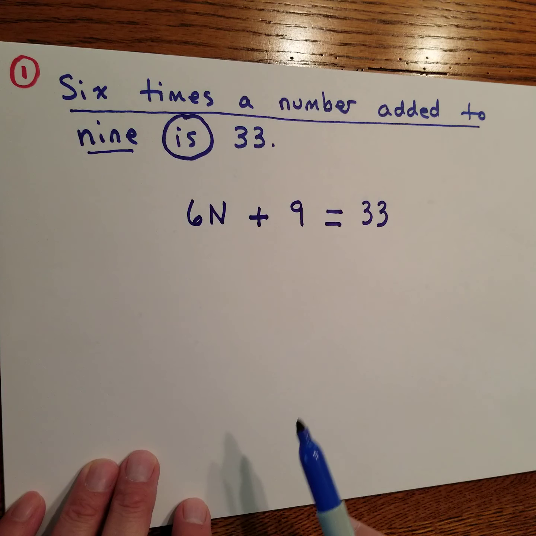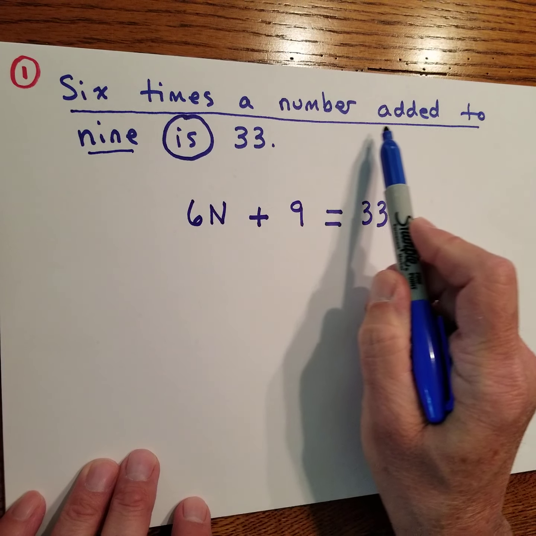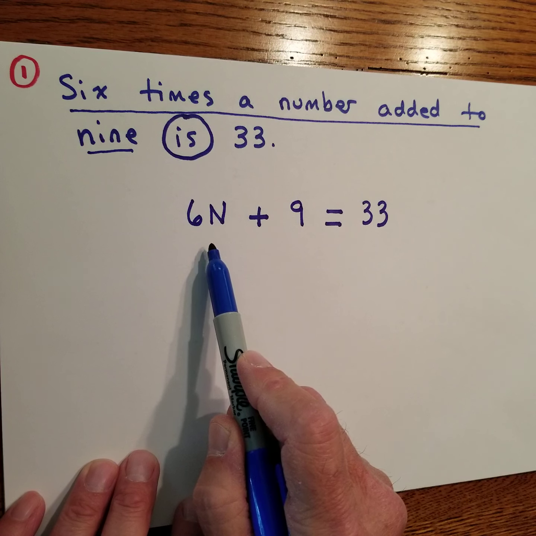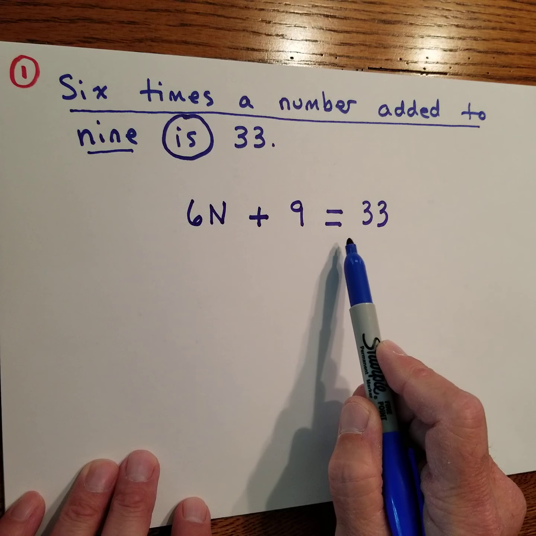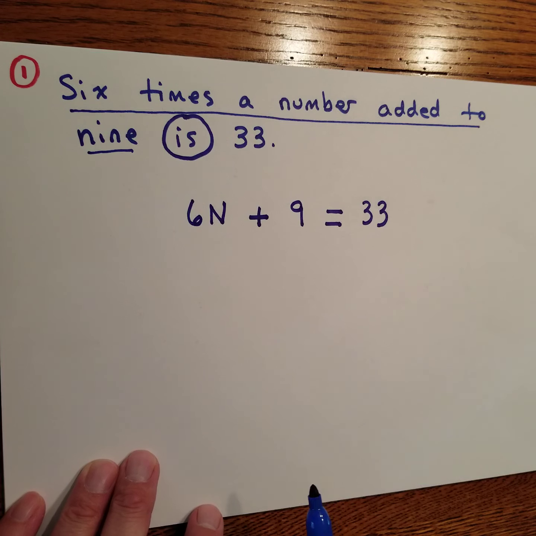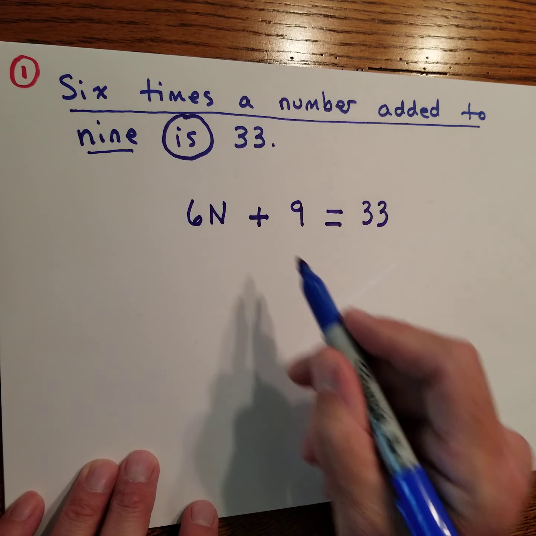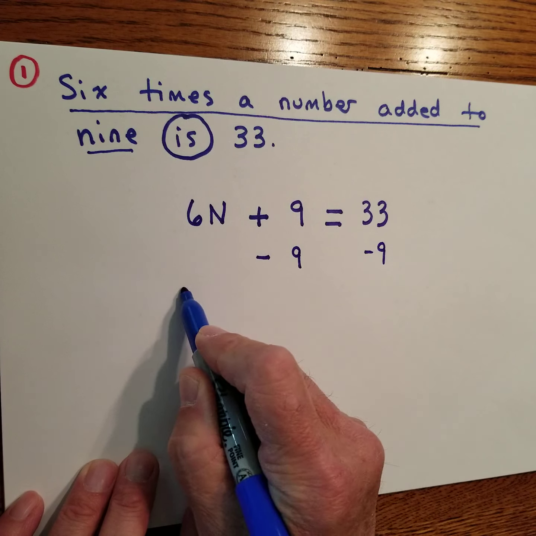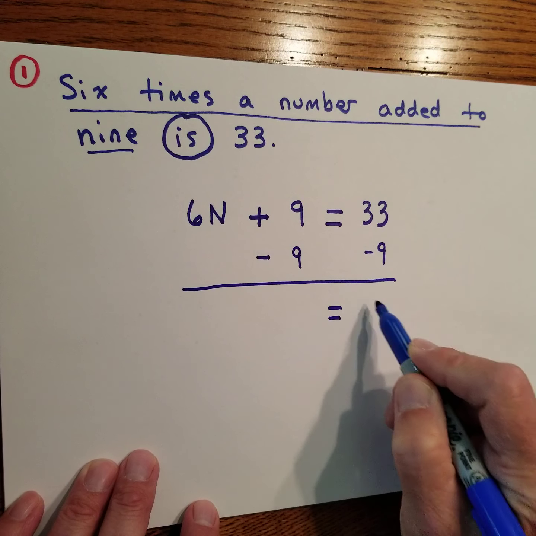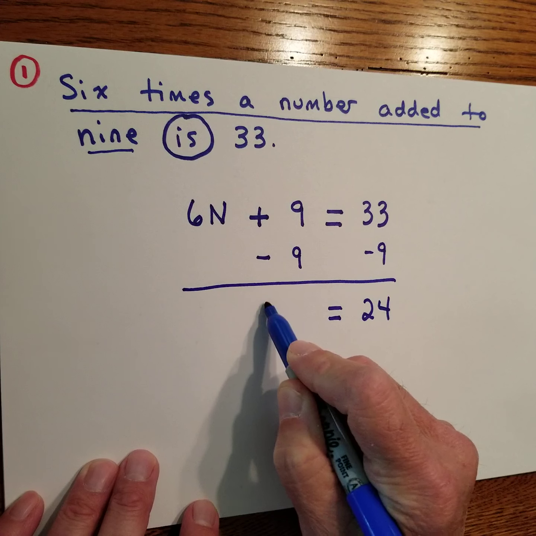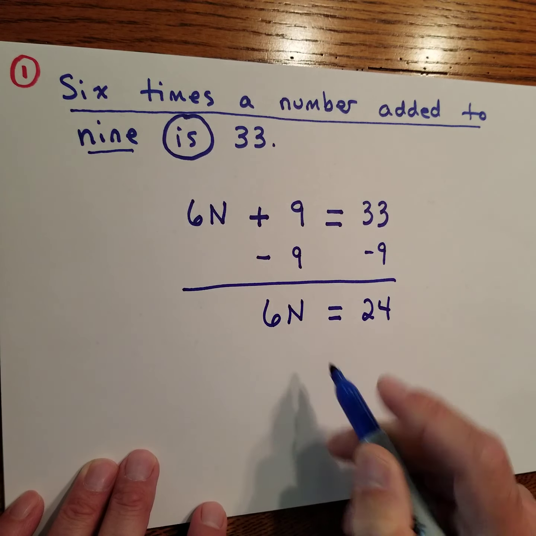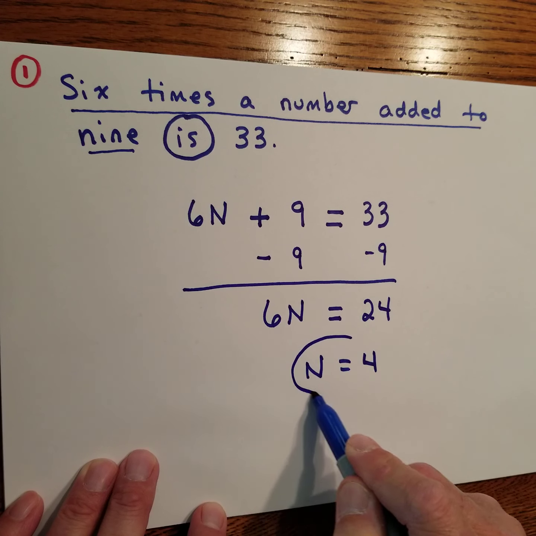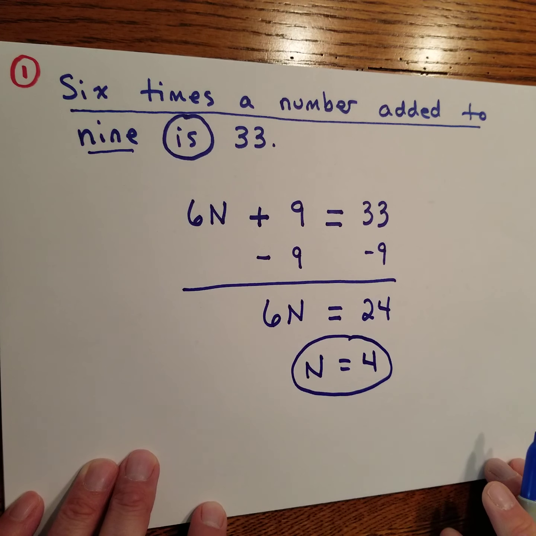Let's see if we've got it all. 6 times a number added to 9 is 33. That looks good. Now we solve. The inverse of addition is subtraction. And 24 divided by 6, that's 4. Beautiful.